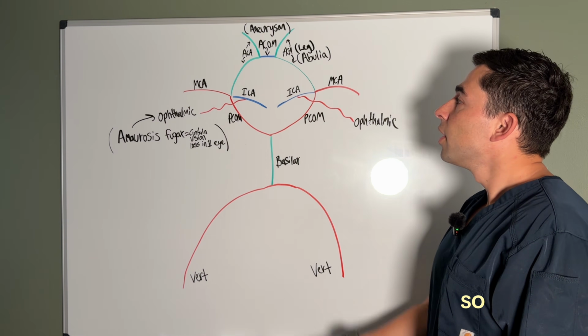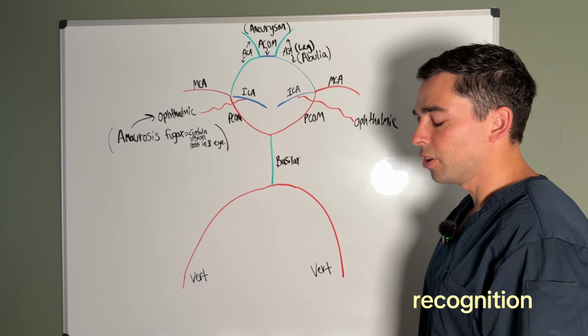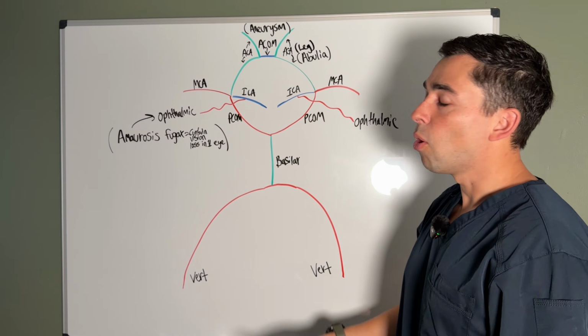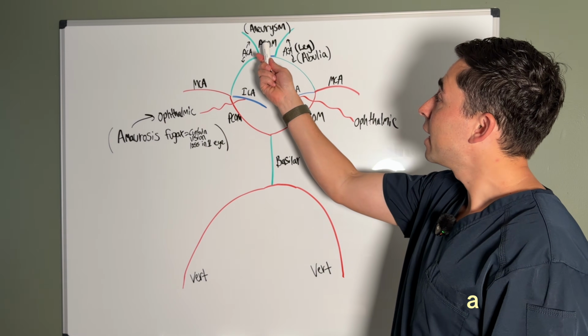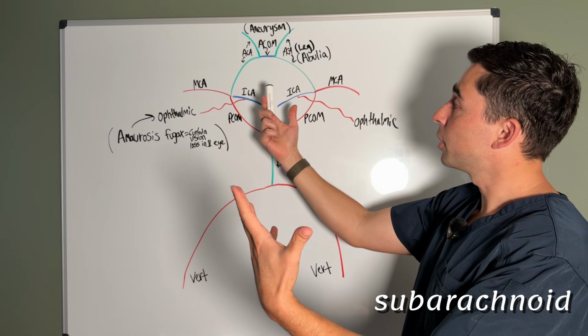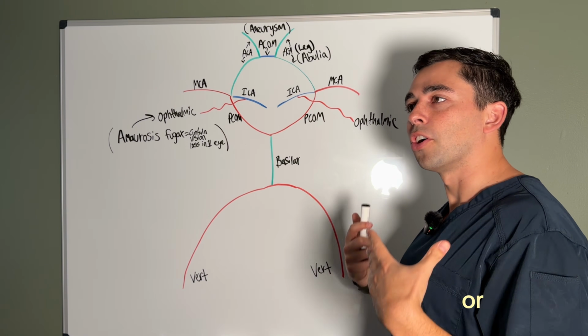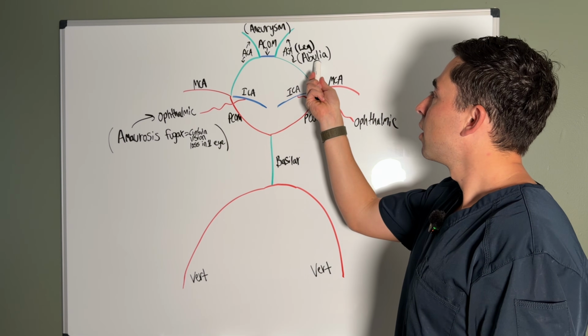Okay, so ACA pattern recognition: leg greater than arm or face, think ACA over MCA. Worst headache of my life, think ACOM aneurysm rupture, subarachnoid hemorrhage. Blunted personality or affect, think ACA.